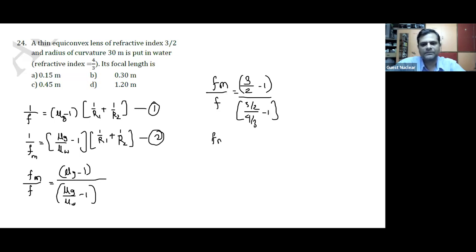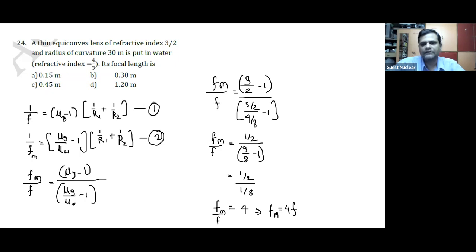So fm upon f equals 3/2 minus 1, which is 1/2, divided by 3/2 divided by 4/3, meaning 3/2 multiplied by 3/4, which is 9/8, minus 1. Solving further, (9 minus 8) upon 8 becomes 1/8. So 1/2 divided by 1/8 becomes 8/2, which is 4. So fm upon f becomes 4, which gives fm equal to 4 times f.